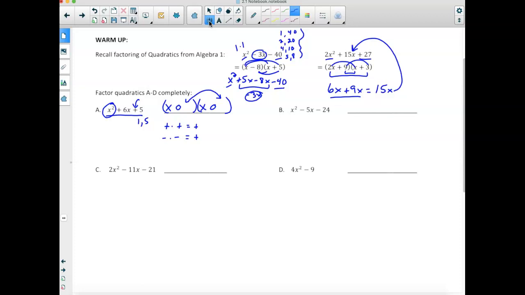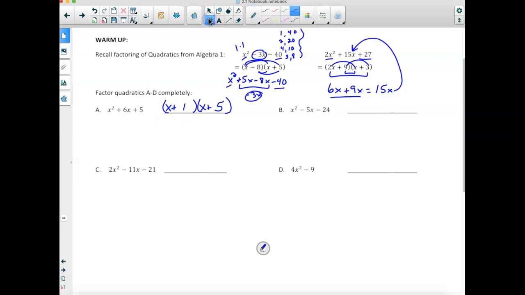So when I have 2 options, when this last term is positive, did you know that the middle term shows the sign that goes inside each one of these parentheses? Well, if you didn't know that, you know that now, so I'm going to have a plus and a plus, okay? And then I grab any old factors here and put them anywhere I want, 1 and 5.